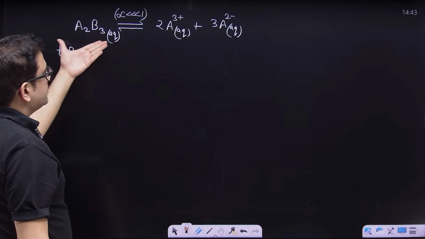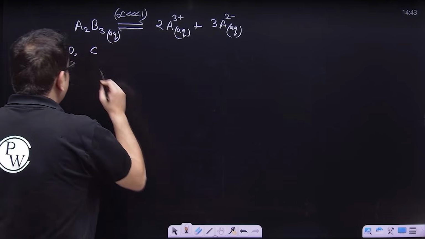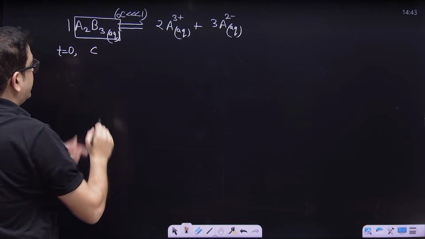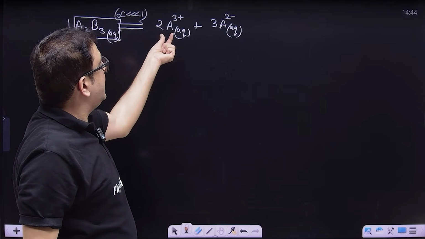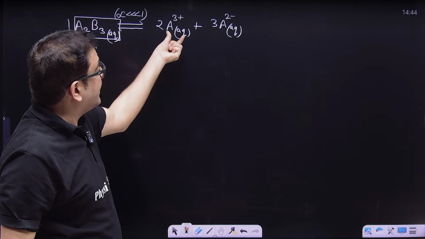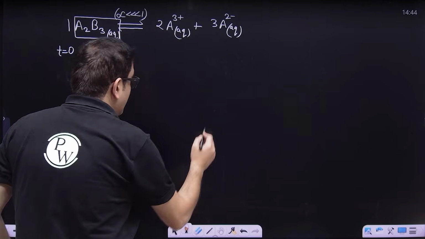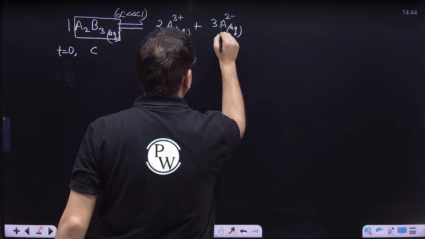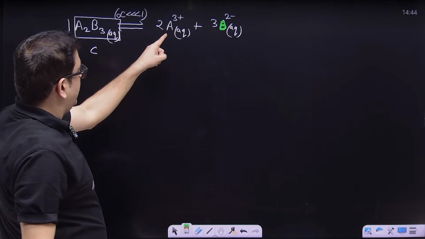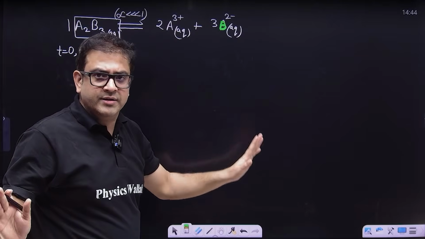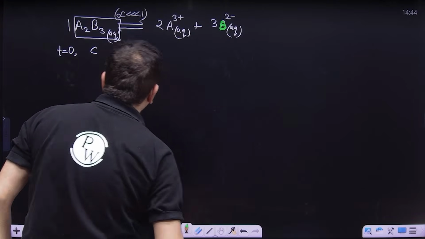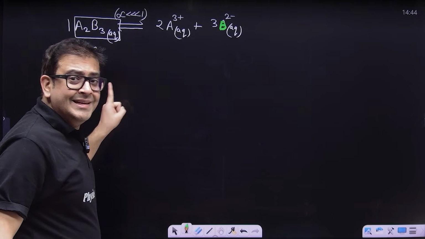So this is the equation that you'll be making: 1 mole of this molecule when dissociated in aqueous medium gives 2 moles of this cation and 3 moles of these anions. This will be B. A plus 3 and B 2 minus are formed. Okay, sir. We note this. Now, sir, what do we have to do? Nothing. This C is the concentration.